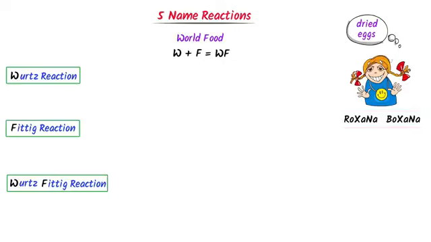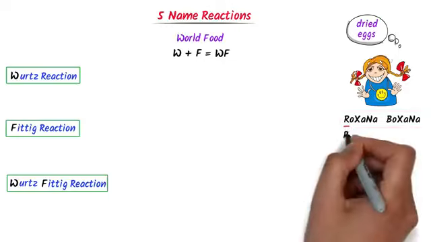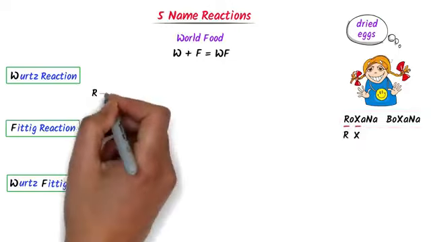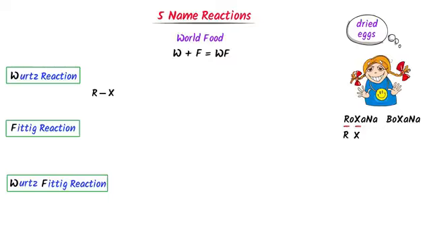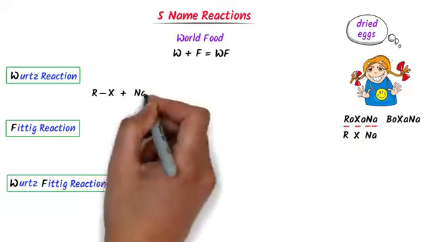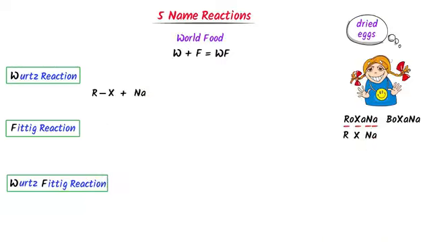Now in case of Wurtz reaction, I take R and X. It is alkyl halide. Note it down that here X is a halogen like chlorine, bromine, etc. Secondly, I take Na, which is sodium. Thirdly, I take this RX and I write it again after sodium.